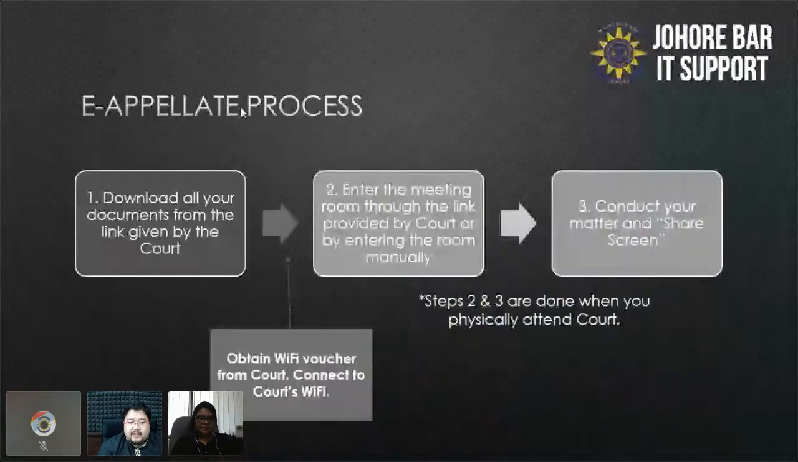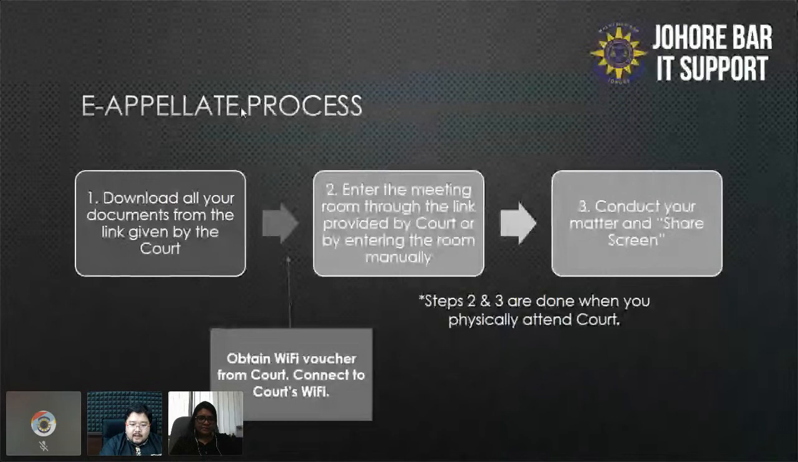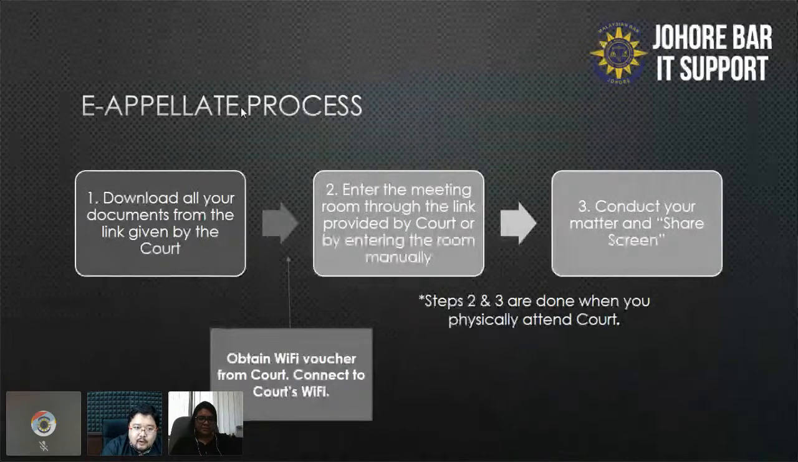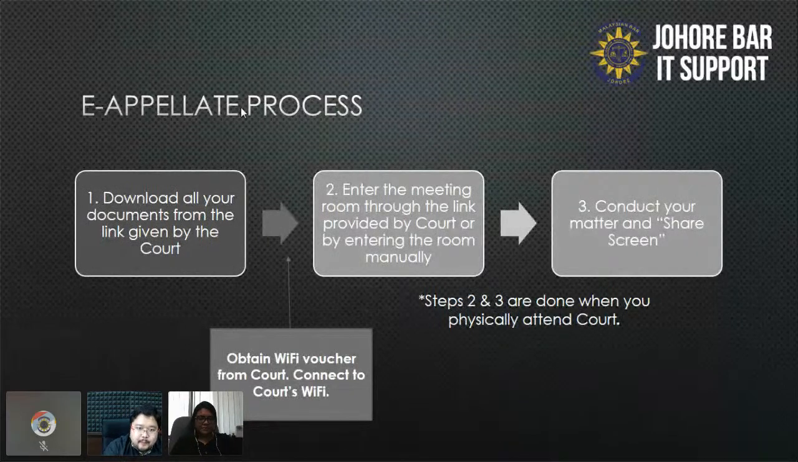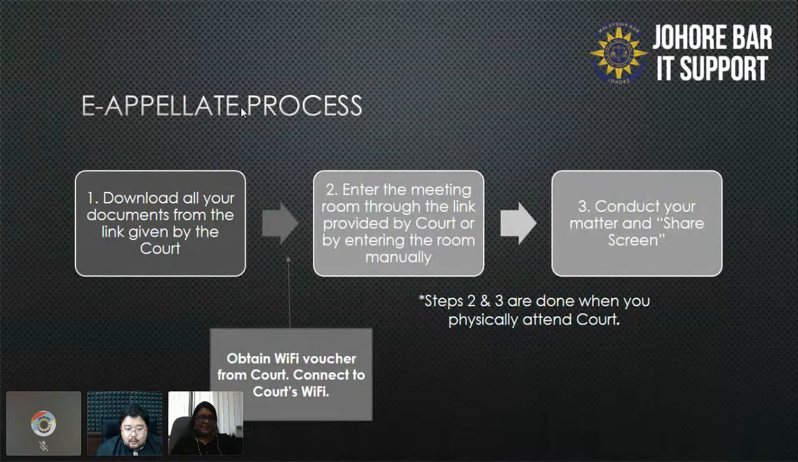So, in summary, the appellate process is three steps. Number one, they're going to give you all the documents that you filed through e-filing, the normal way, and you'll have access to it. You go to court, you connect to the court's Wi-Fi, and then you enter the meeting room while in court through your laptop, and then you share your screen. Yes, when your case is called.